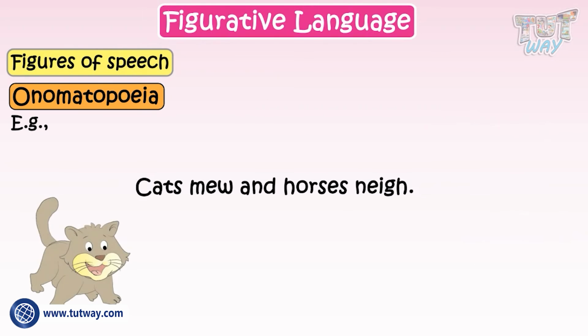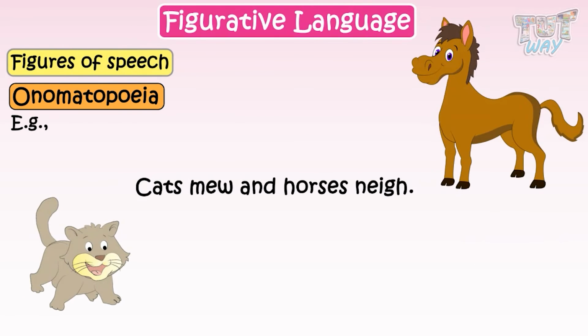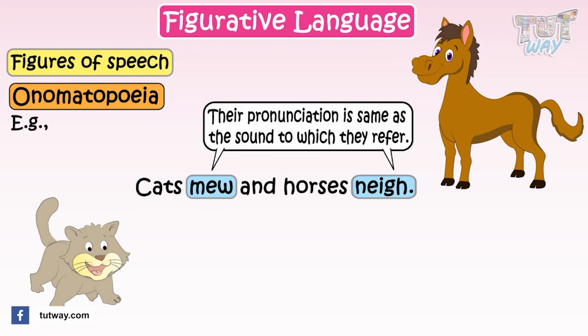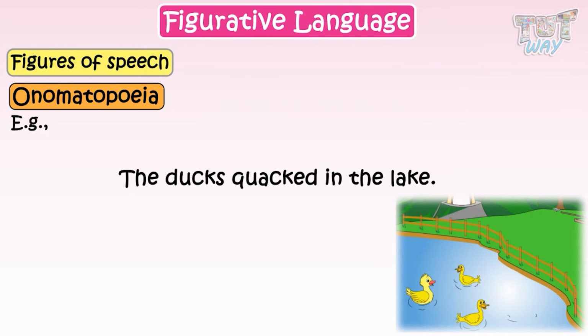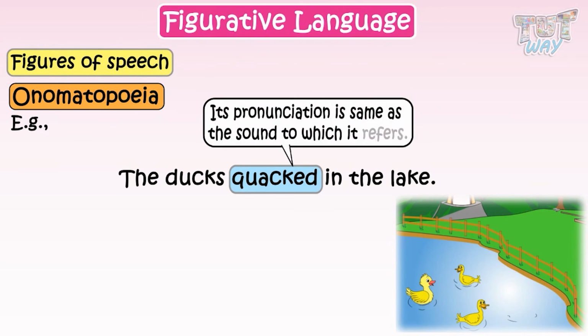"Cats mew and horses neigh." Here, the word mew and neigh are onomatopoeias, as pronunciation is same as the sounds to which they refer. "The ducks quacked in the lake." Here, the word quacked is an onomatopoeia, as its pronunciation is same as the sound to which it refers.